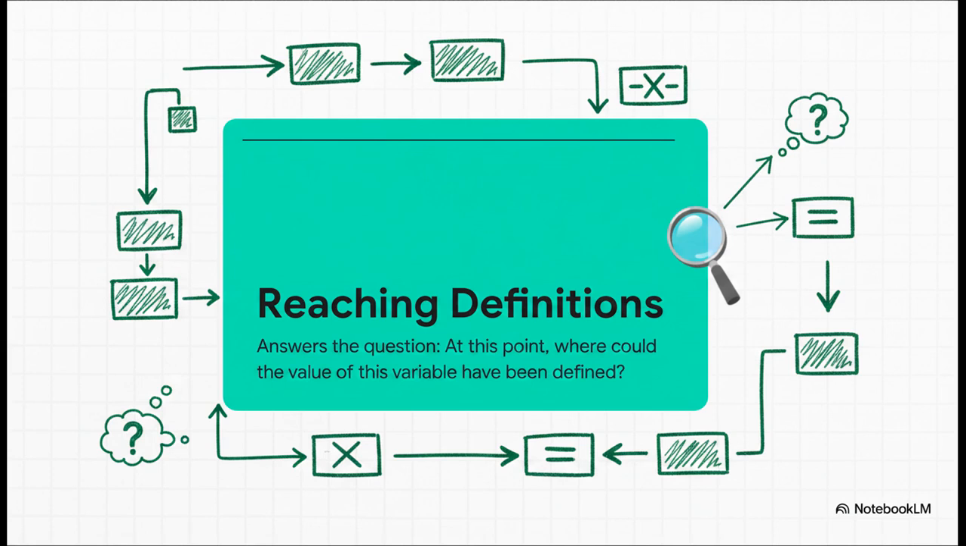All this means is, at any point in the program, the compiler looks backward and asks, okay, for this specific variable right here, where are all the different places its current value could possibly have come from? And just knowing that helps it spot all sorts of potential problems, like a variable being used before it's ever even been assigned a value.